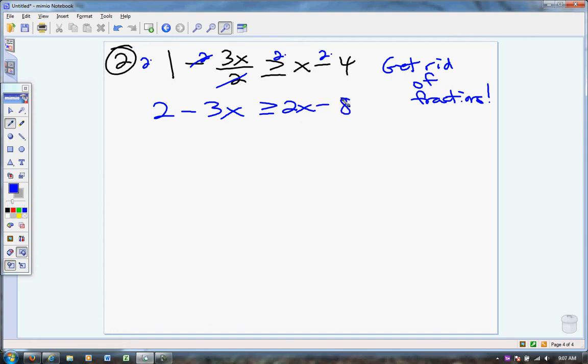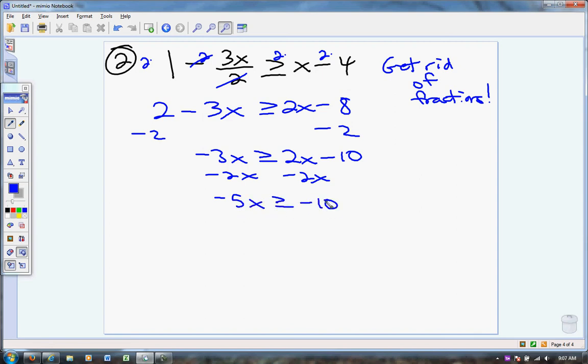And if I subtract 2 next, I have negative 3x is greater than or equal to 2x minus 10. Subtract 2x. Negative 5x is greater than or equal to negative 10. This time I am dividing by a negative. Since I am dividing by a negative, my inequality has to flip. So this is going to become less than or equal to. Don't forget that. And I will have x less than or equal to positive 2.